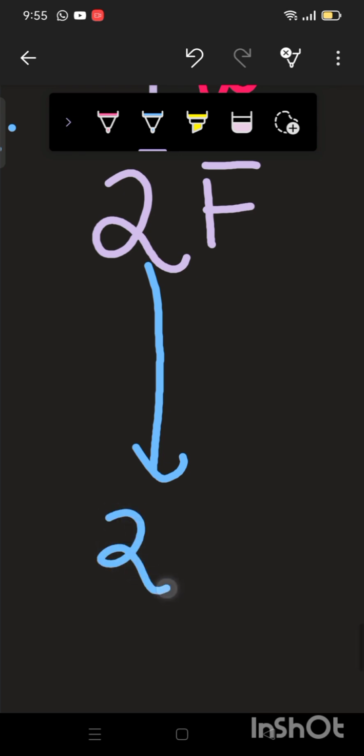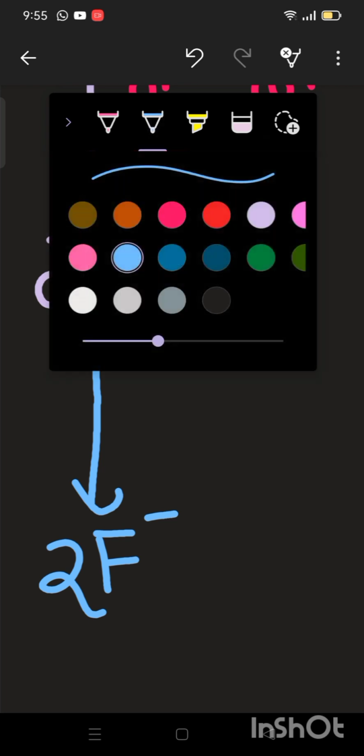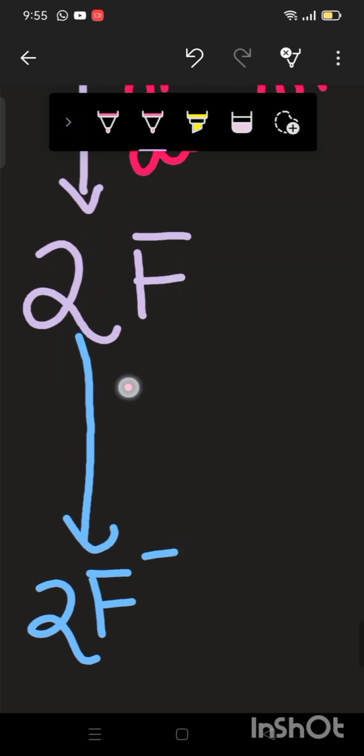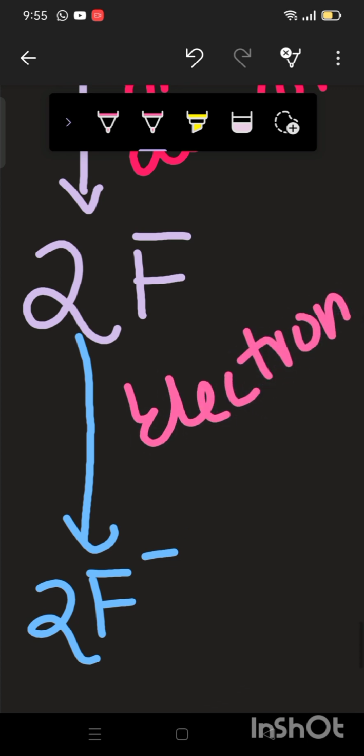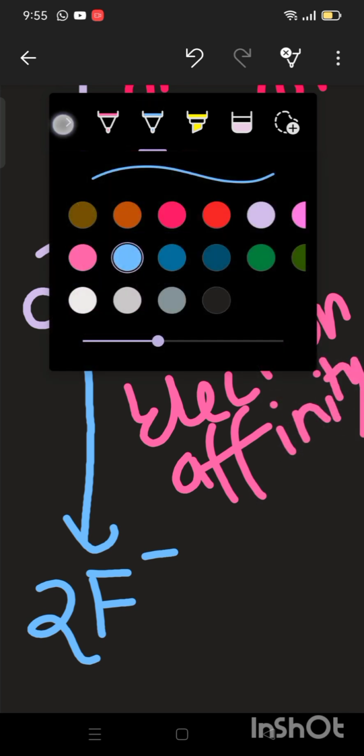Then we need to make it gain the electron, right? When it gains the electron, the energy which is released, when an electron is added to the valence shell of the gaseous atom, is known as electron affinity.